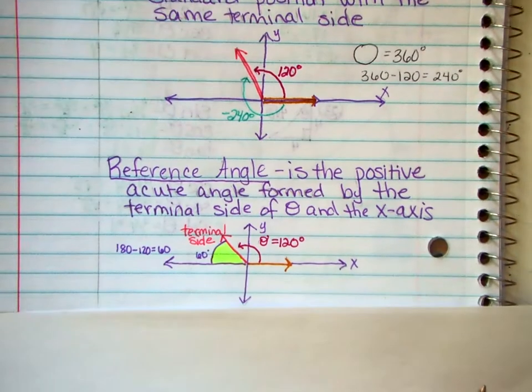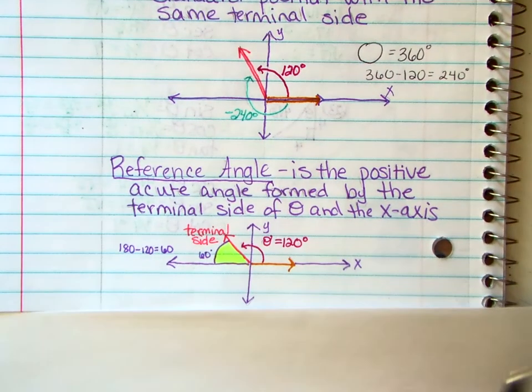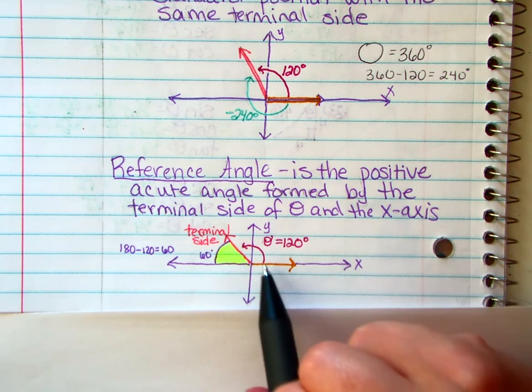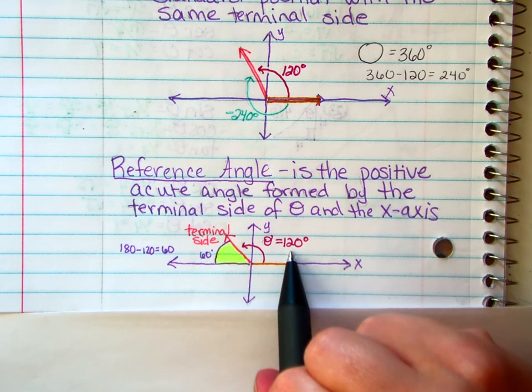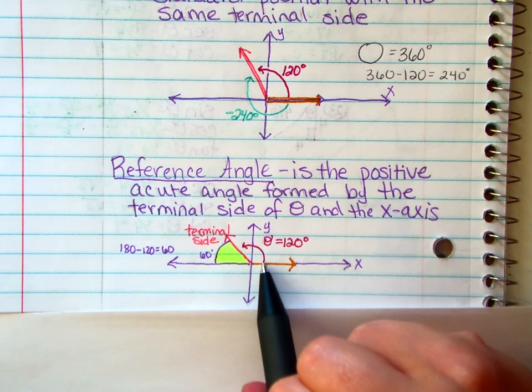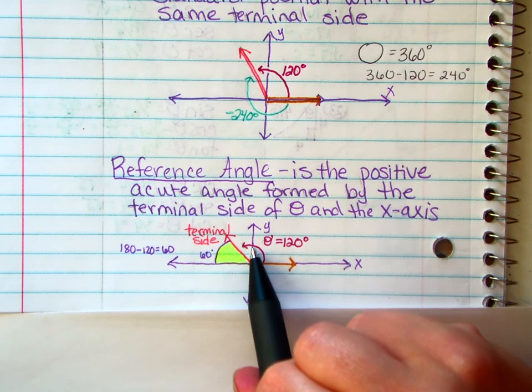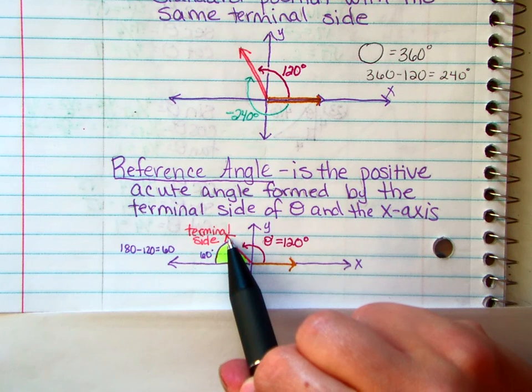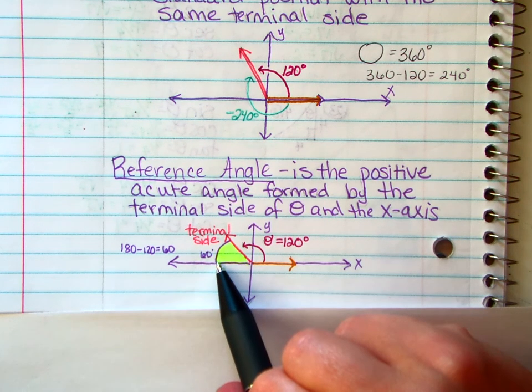All right, reference angle. Our reference angle is the positive acute angle formed by the terminal side of theta and the x-axis. So my theta is 120 degrees. Again, I go up, I pass the 90. Right here will be about 120. This is my terminal side. The reference angle is the angle from this ray down to the x-axis.